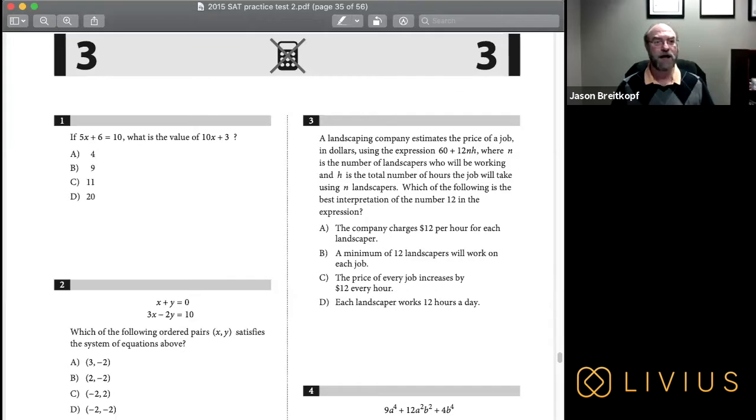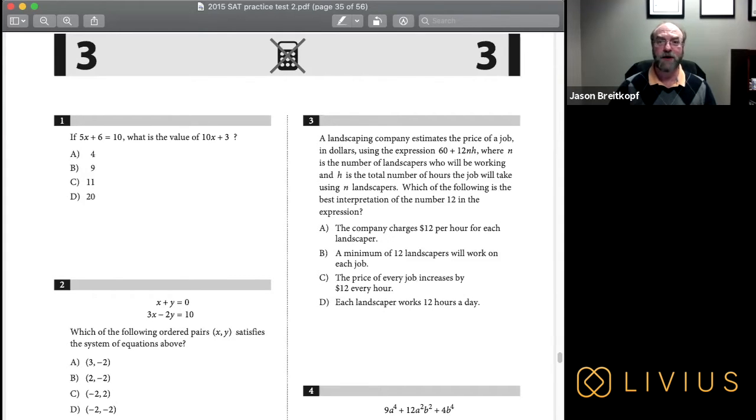Let's take a look at a specific question on a real SAT. Once again, this is the official SAT practice test number 2, originally published by the College Board and made available to the public in 2015. This is section 3, the no calculator section. And we're going to be looking at question number 3.